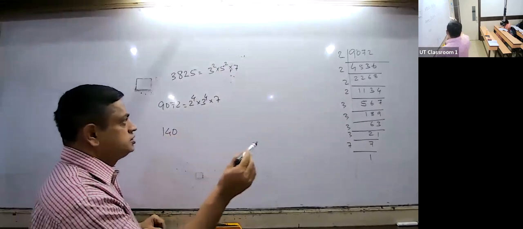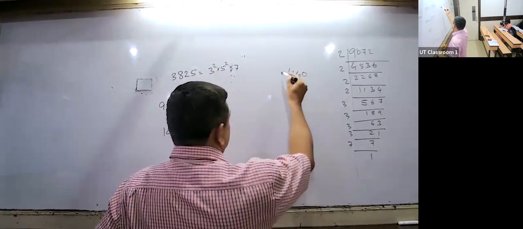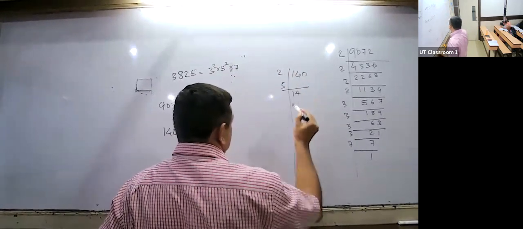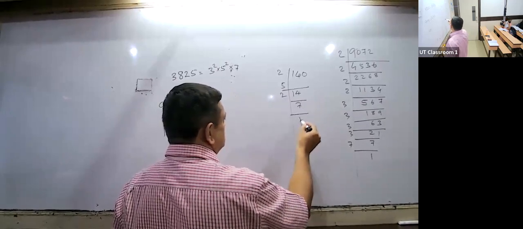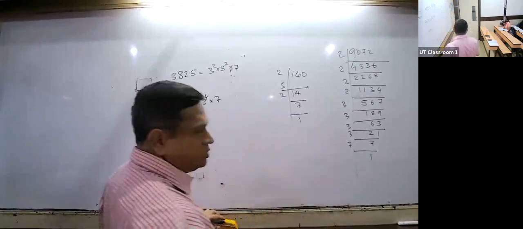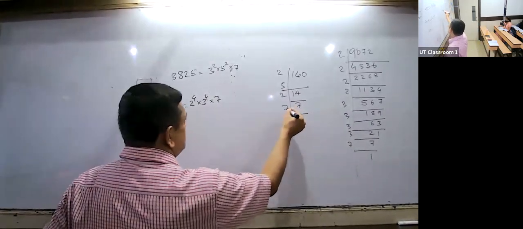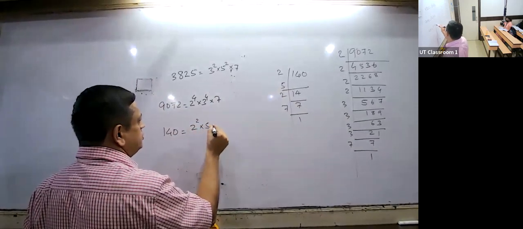140. I've already said how to do 140. 1 0 means 1 2 and 1 5. So 1 0 will go, it is 40. Then factorize 2s are 7. Ritika got the answer. What is the answer he got? Oh, 7. So 2 is how many times? 2 square into 5 into 7.